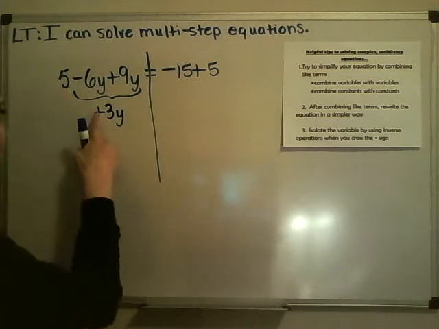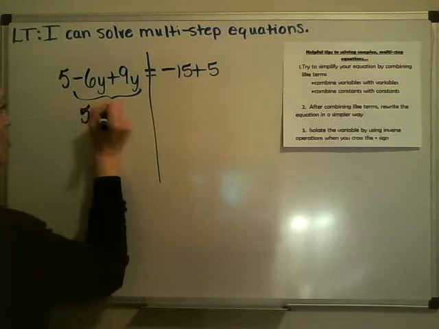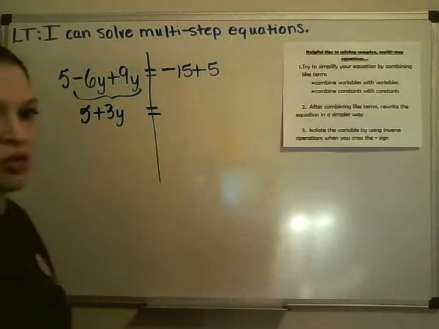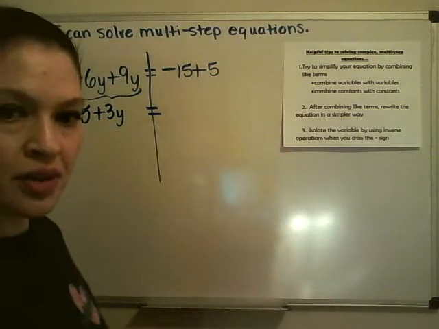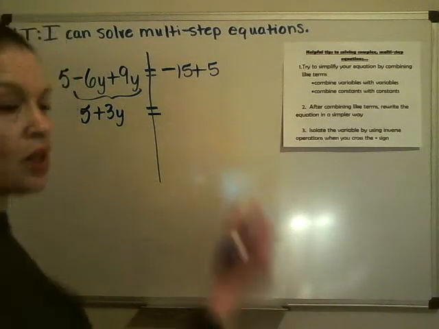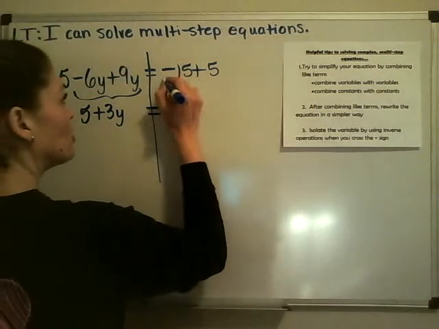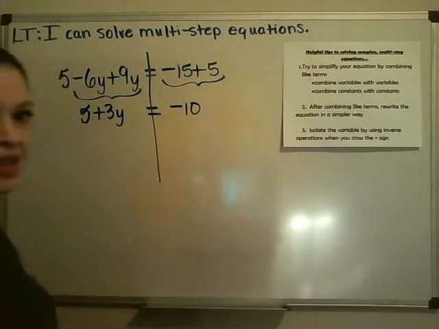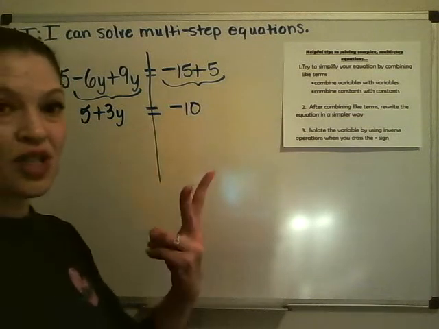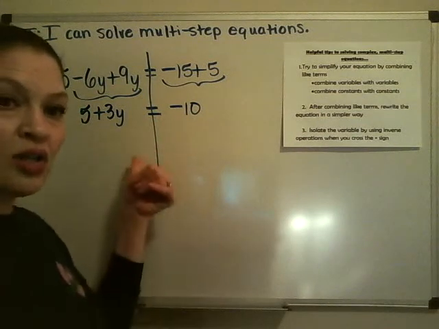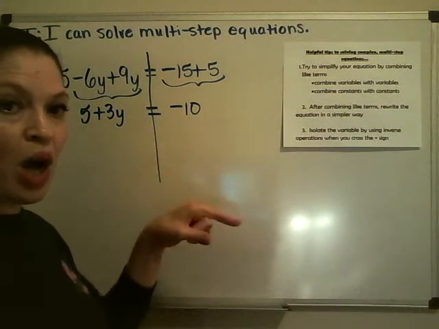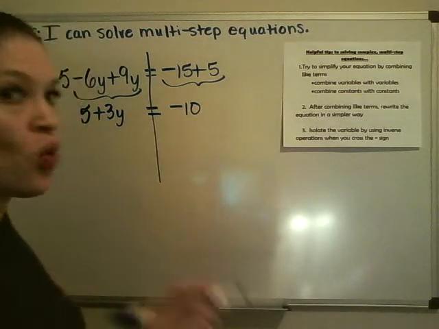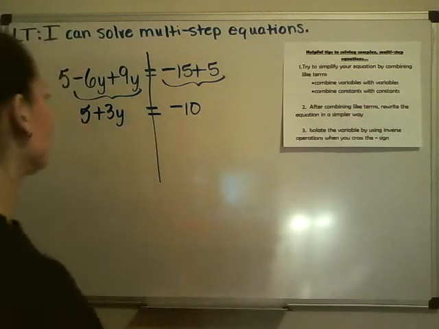Bring down what you have left. That 5, slide it down. Equals. Okay, look at the right side of the equation. Can any of that be combined? Yeah, absolutely. That negative 15 plus 5 can be combined to a negative 10. At this point, you're at a 2-step equation. I want you to go ahead and solve it by yourself, hit pause, check back in with me to see if you got the right answer. While you're working, I'm going to go ahead and work it out.